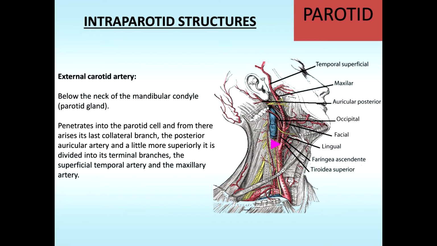Now, regarding the blood vessels, possibly one of the most important is the external carotid artery, which penetrates into the parotid cell, and from there arises its large collateral branch, the posterior auricular artery, and a little bit more superior, it is divided into its terminal branches, the superficial temporal artery and the maxillary artery.